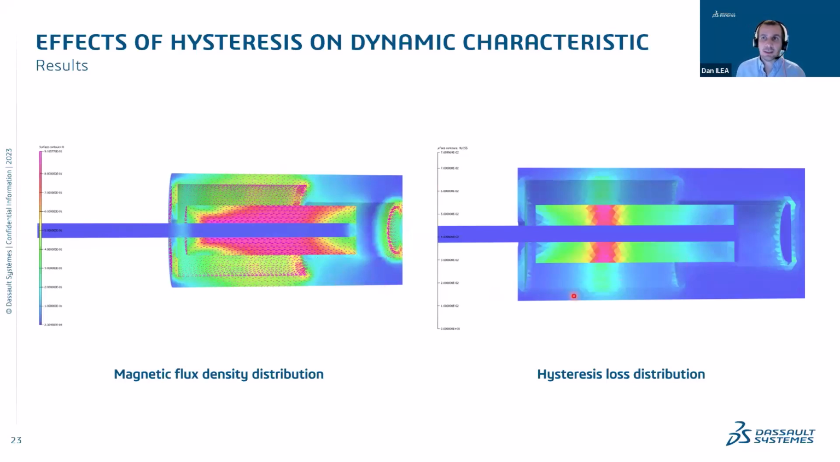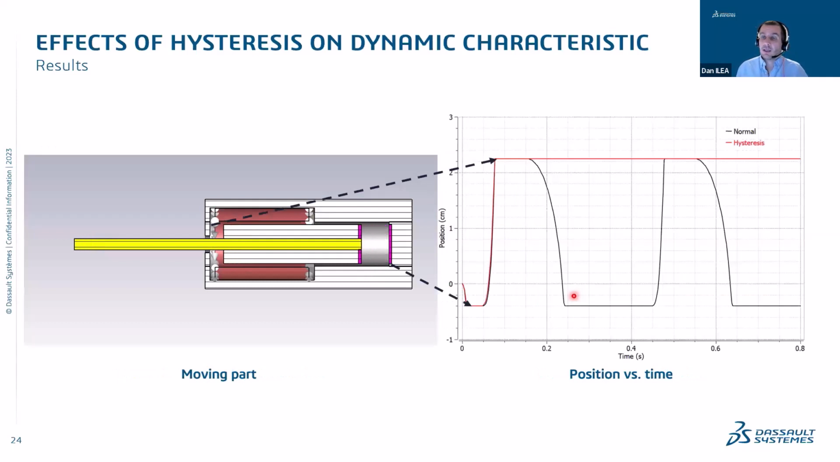But more interesting in this case, we can have a visual representation of the hysteretic losses. So we can see how these losses are distributed at every time step of our analysis across the entire device. So then we can get an idea of where maybe we need to use more material, or we need to reshape that component.